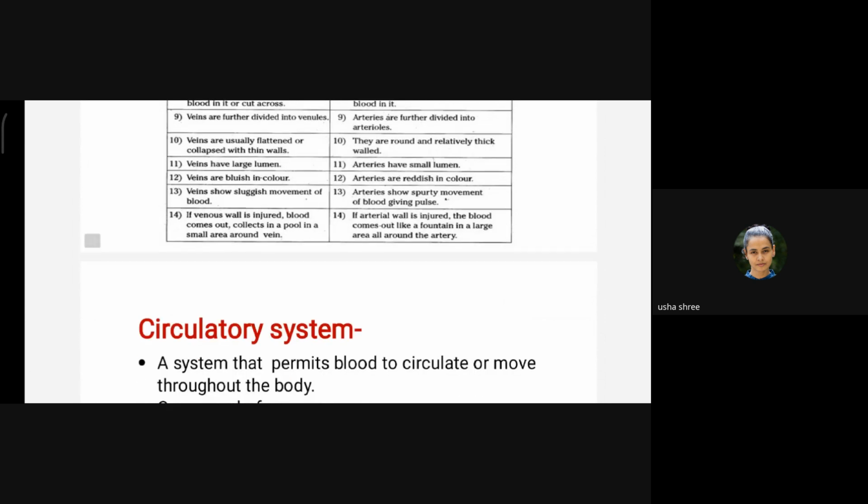Okay. And the last main difference between veins and arteries is: if a venous wall is injured, blood comes out and collects in a pool in a small area around the vein. If an arterial wall is injured, then blood comes out like a fountain over a large area all around the artery. That is because arteries have much more pressure in comparison to veins.